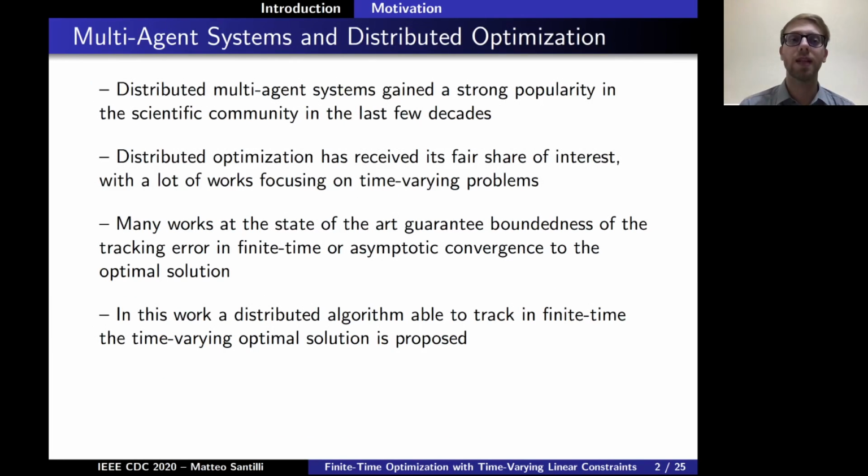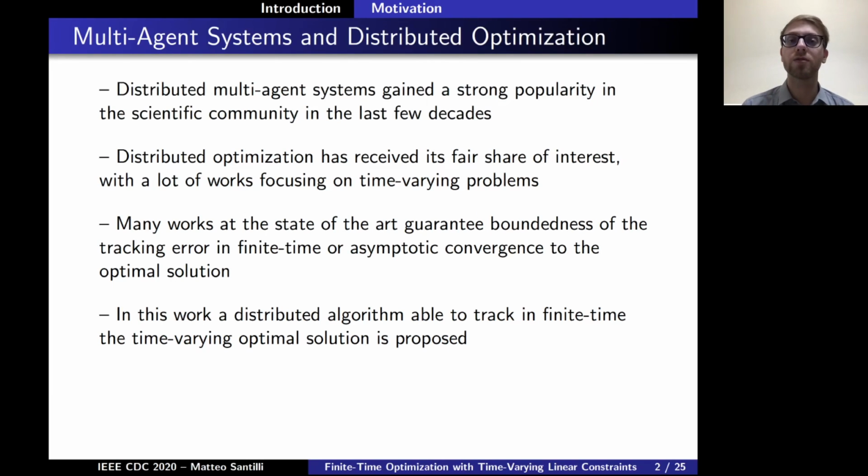As many of you may know, in the last decades, distributed multi-agent systems gained a lot of interest in our community. One of the contexts to which they have been applied a lot is distributed optimization. Many works in this context are currently focusing on time-varying problems, either for the time-varying nature of the interaction of the agents or the time-varying nature of the constraints or the objective function of the problems. However, many of these works are either able to achieve asymptotic convergence to the optimal solution or only able to guarantee a bound on the tracking error.